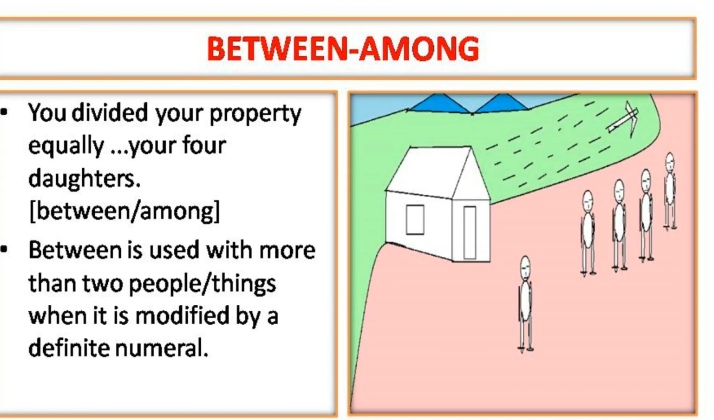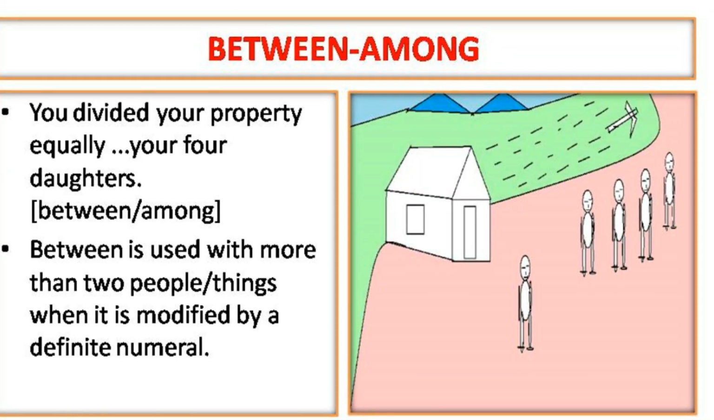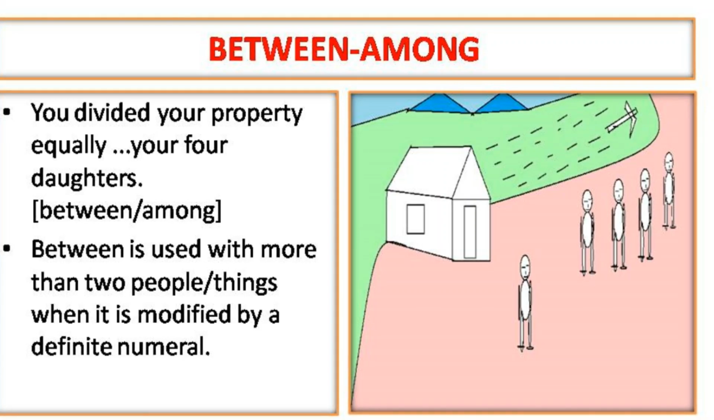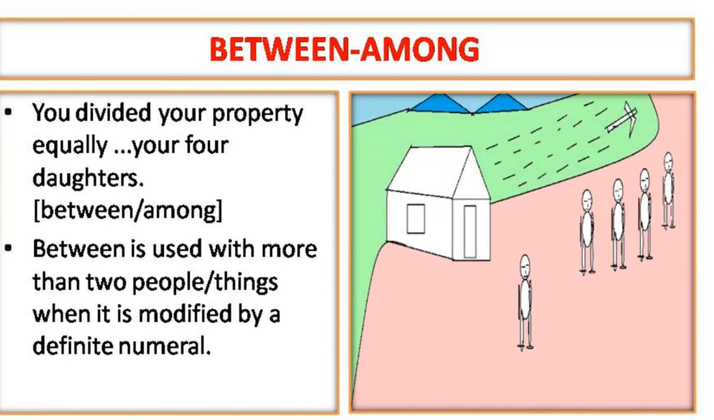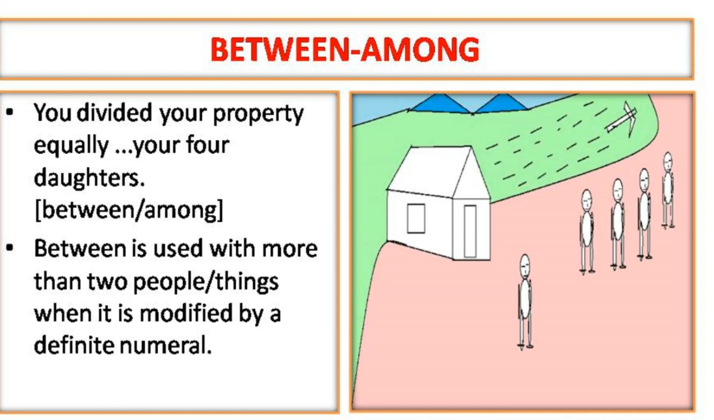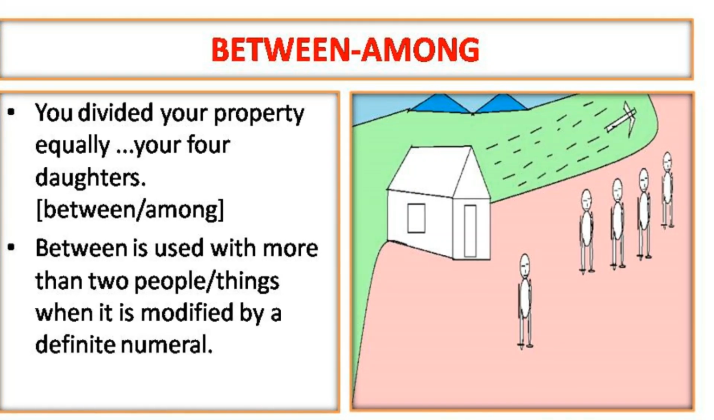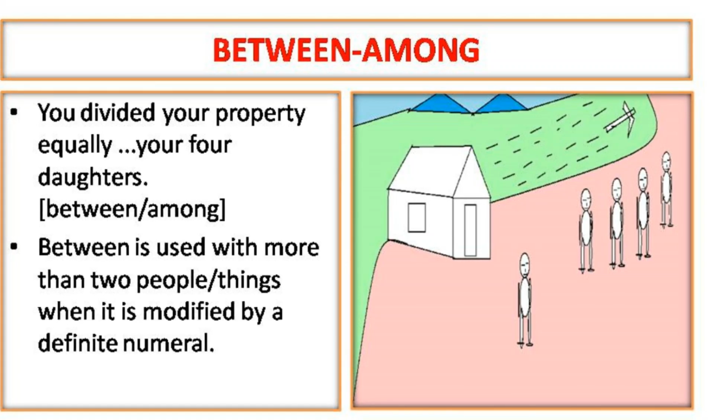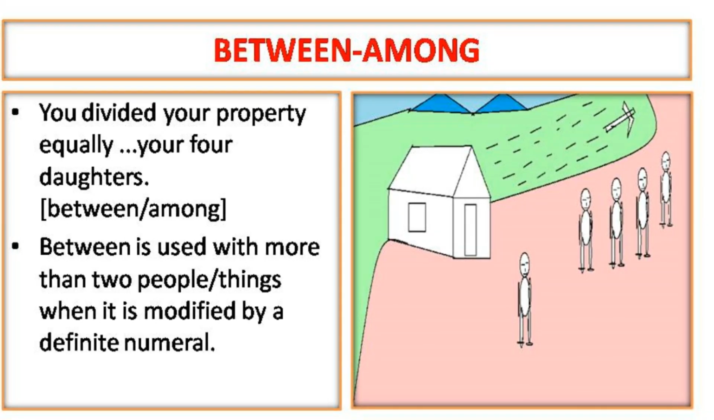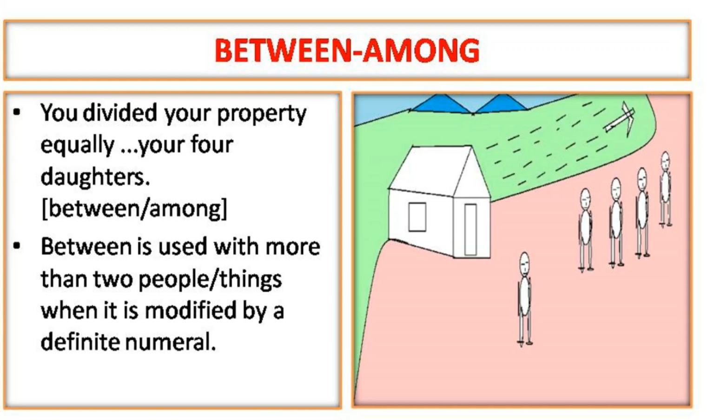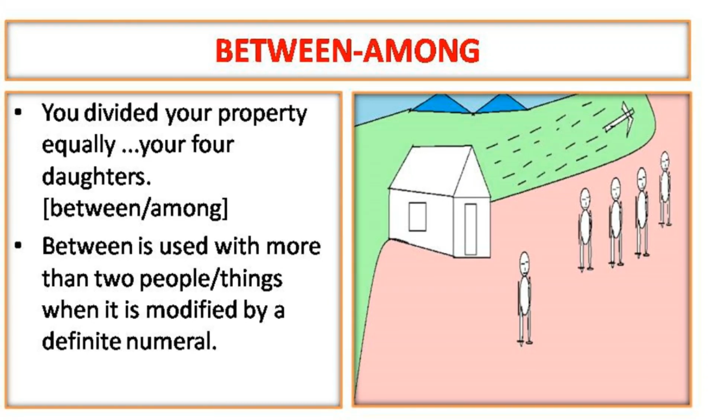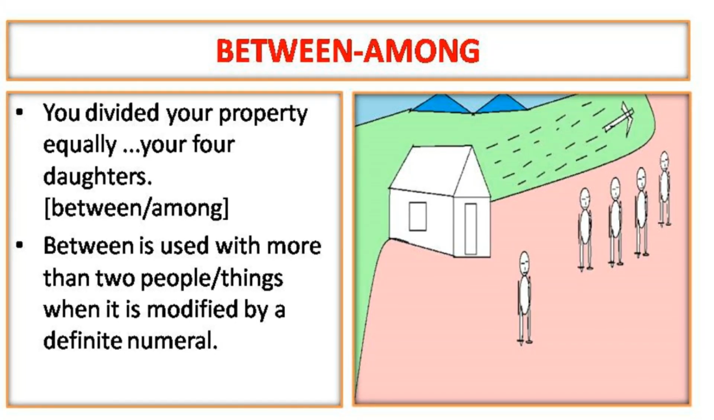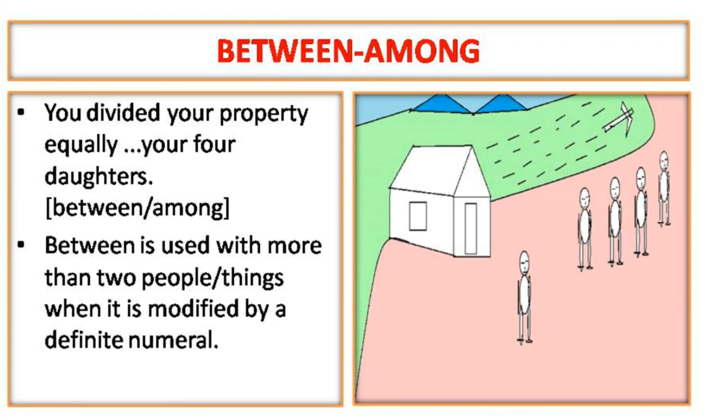Between or among. You divided your property equally dash your 4 daughters. Between your 4 daughters or among your 4 daughters. Between your 4 daughters. Between is used with more than 2 people or things when it is modified by a definite numeral.